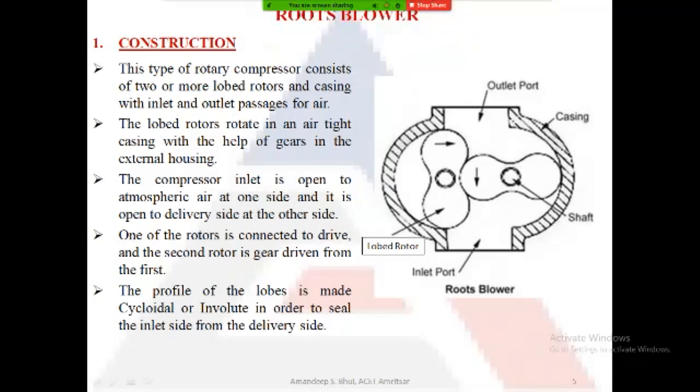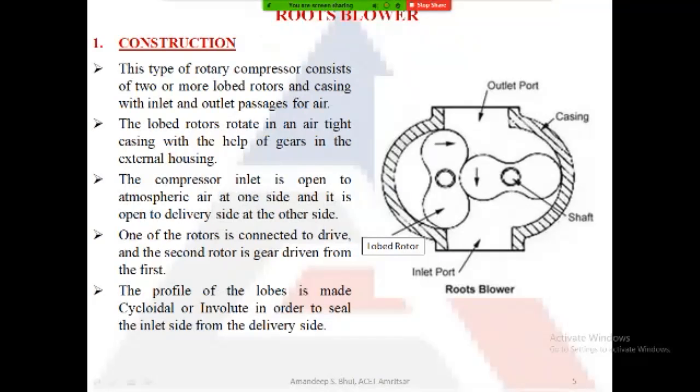Now, one of the lobes is attached to the shaft, and this shaft is connected to either a motor or an engine. One lobe is the driver, and the other lobe is connected with the help of gears, and is driven. So if one is rotating in the anti-clockwise direction, the other will be rotating in the opposite direction, that is, clockwise. Both the lobes rotate in opposite directions.